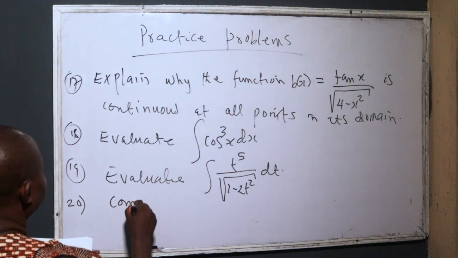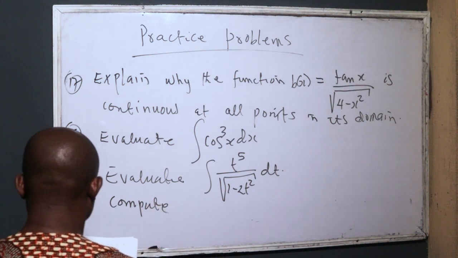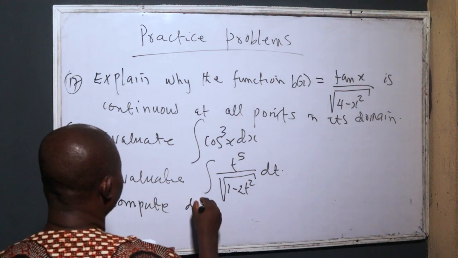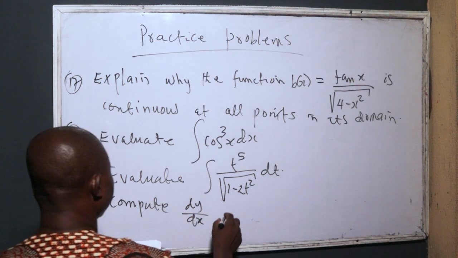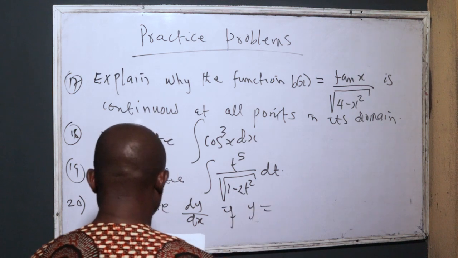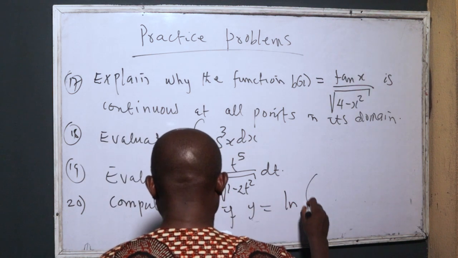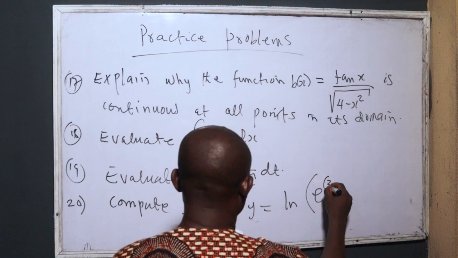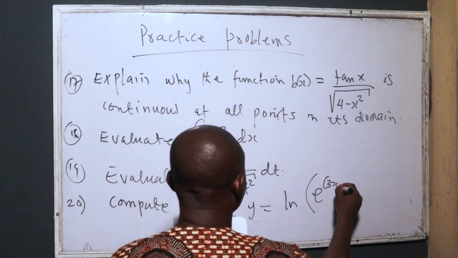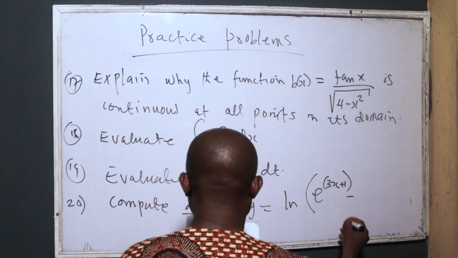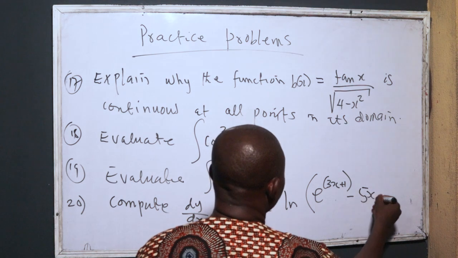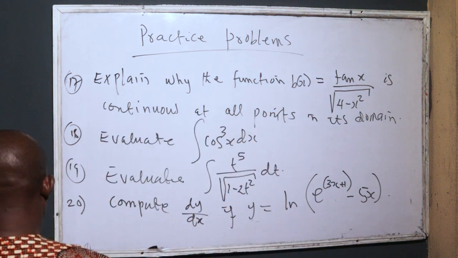compute dy by dx if y is equal to ln of e raised to the power 3x plus 1 minus 5x. You see?